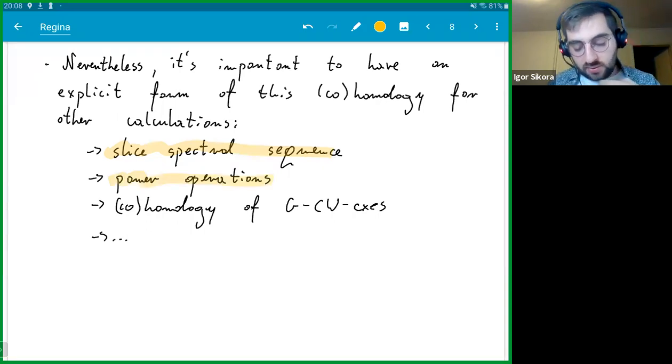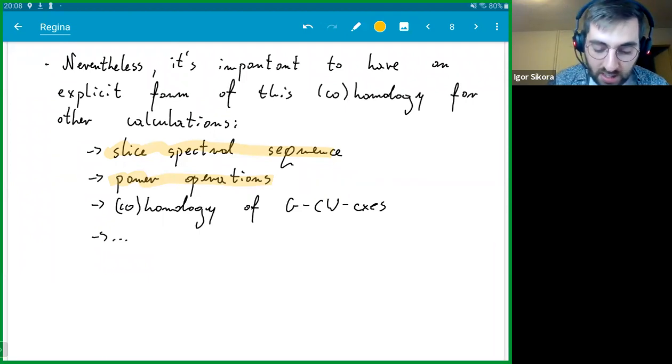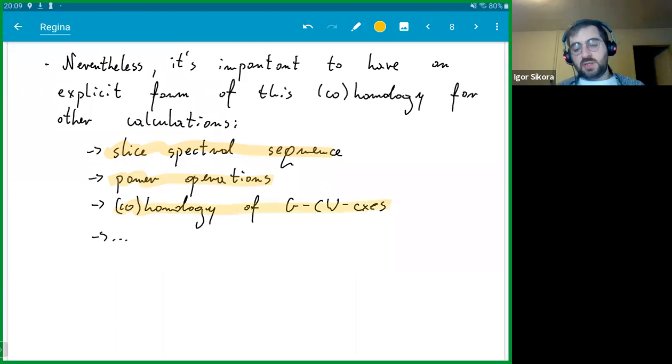If we are trying to compute Steenrod algebra or equivariant Steenrod algebra, or for example, start to think about Dyer-Lashof operations in the equivariant loop spaces, then we will also need to know these basic coefficients. And of course, last but not least, homology and cohomology of GCW complexes.